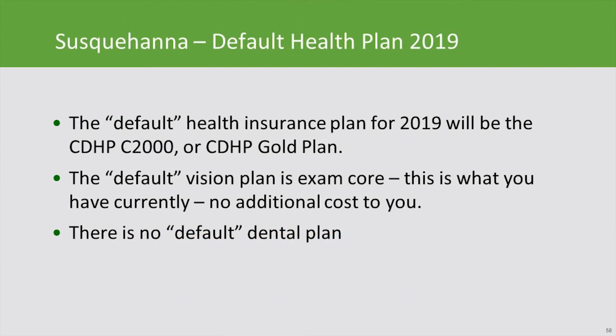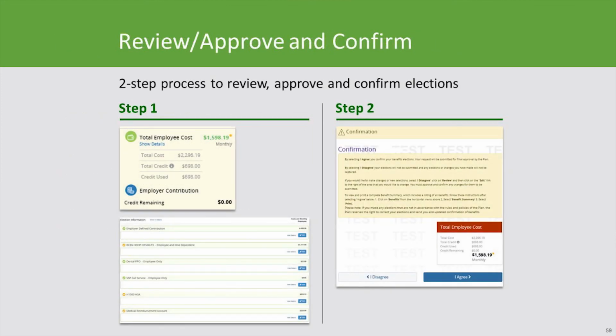I'm going to reiterate it again. If you don't go through annual election, you're going to default to the CDHP, Consumer Driven Health Plan C2000, also sometimes called the CDHP Gold Plan. So review what you've selected, approve and confirm. What we would like you to do is print that out. Keep a record for yourself as to what you've selected.